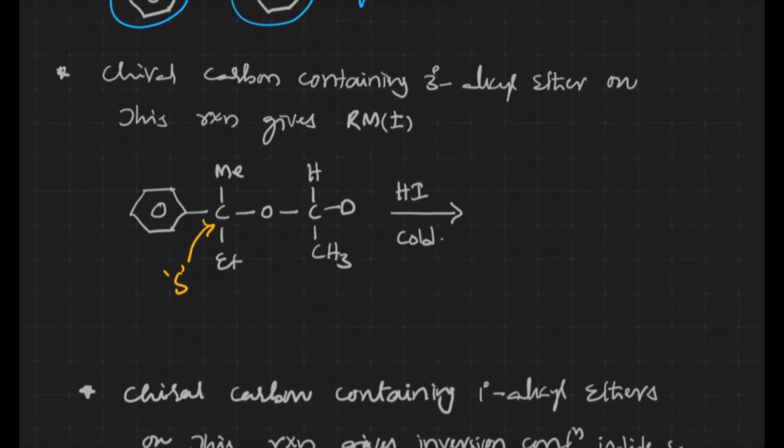Okay, next let us see the next point over here. Chiral carbon means what? Carbon with 4 different groups, right? A chiral carbon containing 3-degree alkyl ether, and this reaction gives a racemic mixture. Now let us see here, we have this particular carbon, this is a tertiary carbon, and it's a chiral one because we have all 4 different groups over there. This one gives what? A racemic mixture. Now this part turns into a racemic mixture.